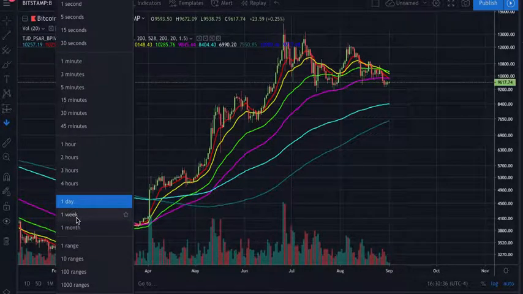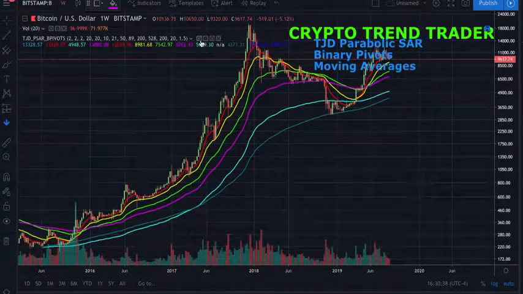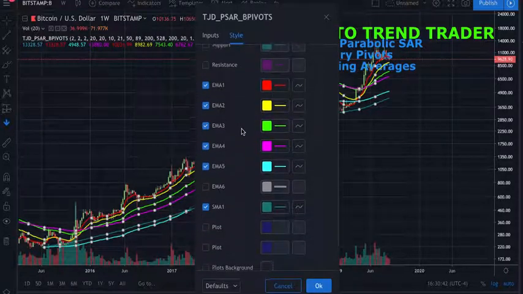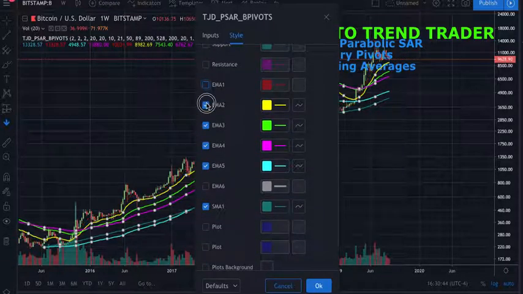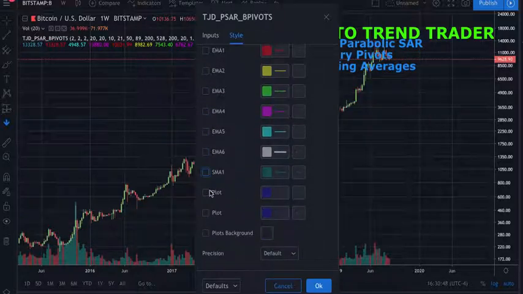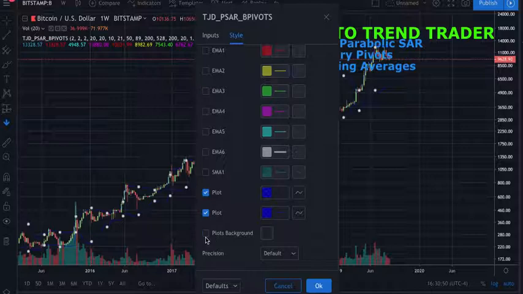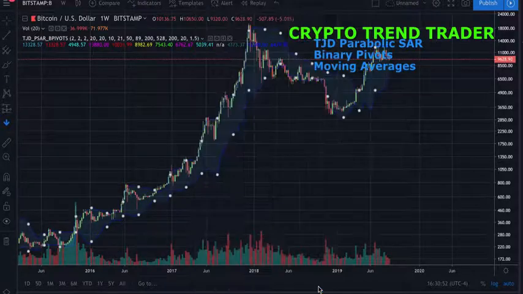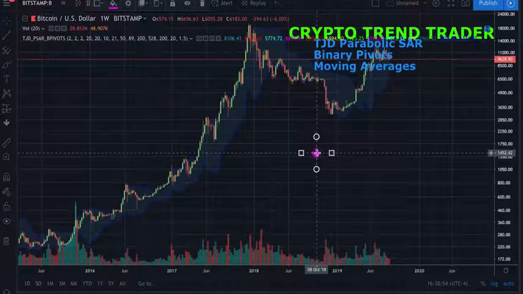I'm going to go back to the weekly here for a moment, and I'm going to switch back over to the settings here. And again, I'm going to go ahead and turn off these moving averages just to make it a little more clear. And now what we're going to do is we're going to turn on our Bollinger Bands. And this is the final portion of the indicator.